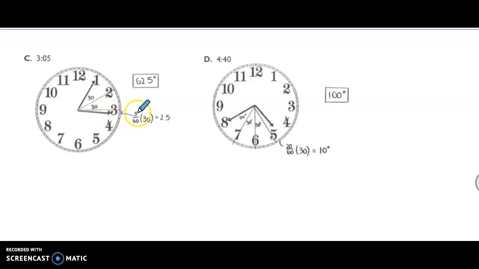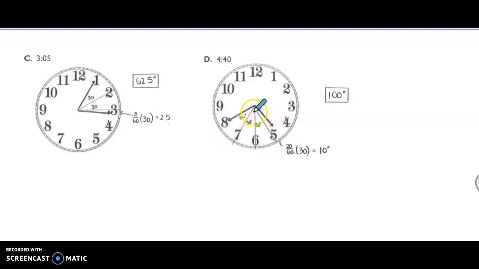Well, that's 5 minutes out of 60 minutes, right? That's 5/60th. Okay, hopefully you can hear that clearly. 5/60th, but times 30 degrees between 3 and 4, right? So that's 5/60th of 30 degrees, and so that's how we got 2.5 here. And so 30 plus 30 plus 2.5. Over here for 4:40, right?